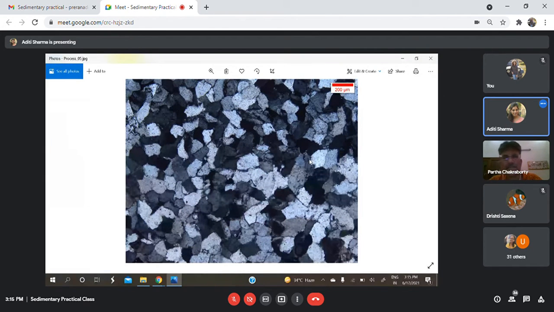So this is another view of the same slide. Grain supported, sometimes showing long contact, concave convex, and sometimes sutured. Sir, I think the quartzarenite must be clear to you. These are examples of the quartzarenite.